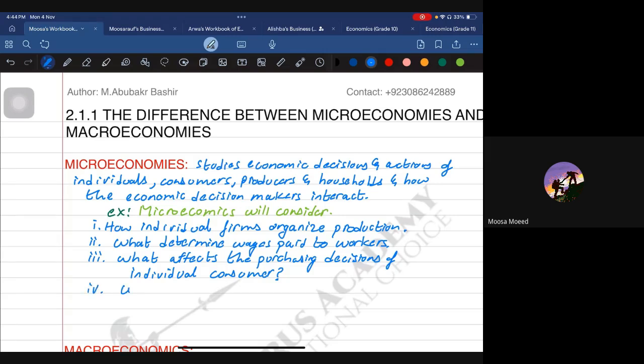And then what determines the price of different goods, right? So what could be the price that could be charged for the different goods and how the prices are determined? So all of these factors that we are discussing here are discussions at a micro level.